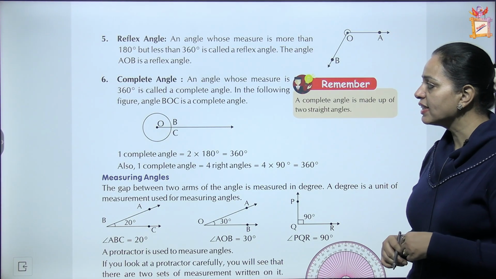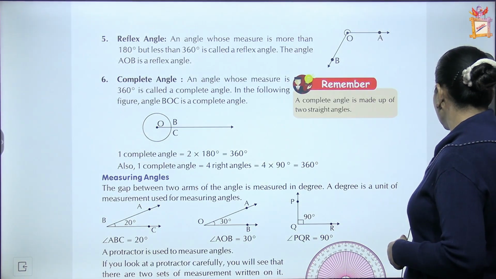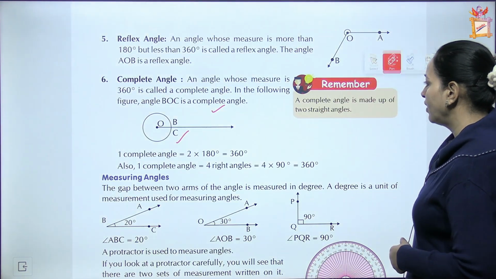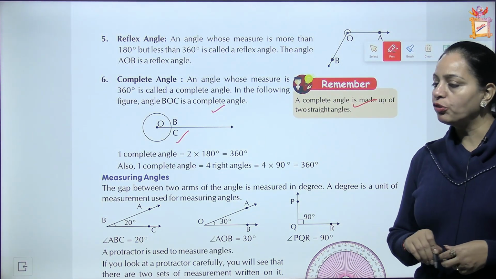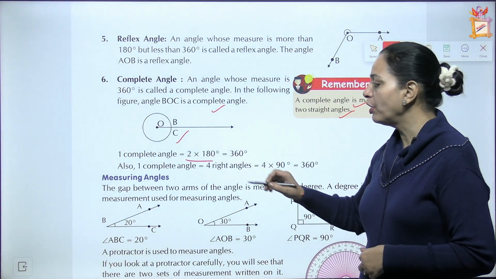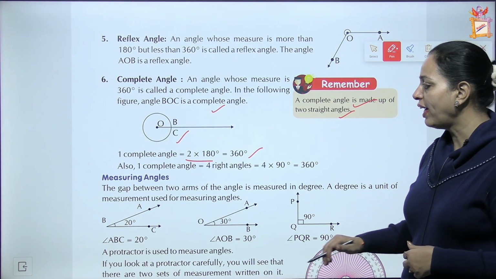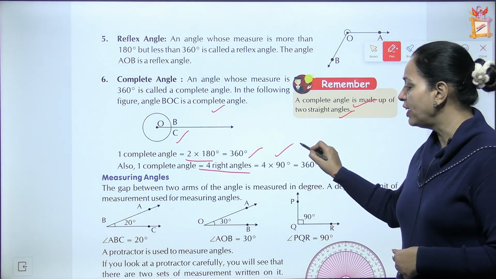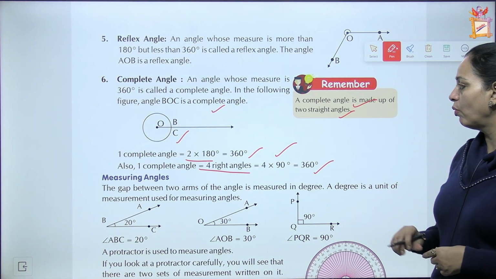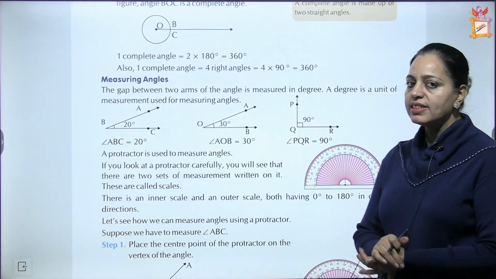Okay, now the sixth is complete angle. An angle whose measure is 360 degrees is called the complete angle. In this figure, BOC is a complete angle. A complete angle is made up of two straight angles. See, one complete angle is 2 into 180 degrees, that is 360 degrees. Also, one complete angle equals 4 right angles, means 4 into 90 degrees, that is 360 degrees.